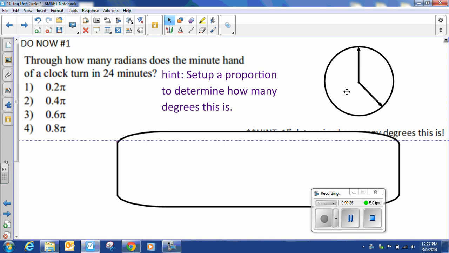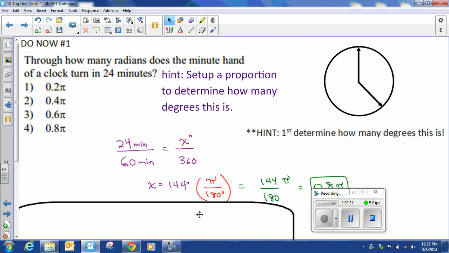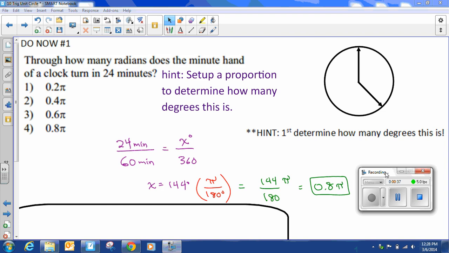First change to degrees so we can change it to radians. So you want to set up a proportion: 24 minutes over 60 minutes equals x degrees over 360 degrees. All right, here's your math. You convert the degrees to radians by multiplying by pi over 180 degrees. We end up with 0.8, or 8/10 pi.